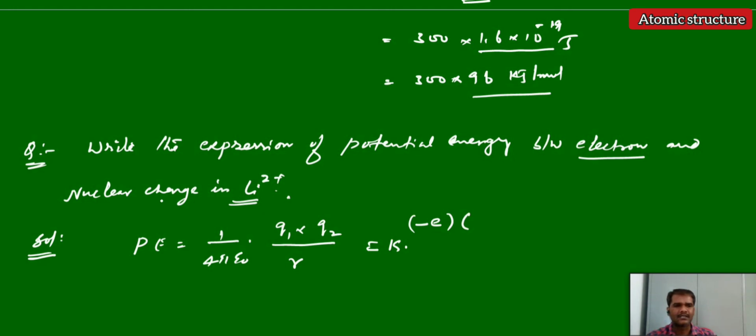And the nuclear charge: a nucleus contains protons and neutrons. In the case of lithium, how many protons are there? 3 protons, so 3 E by R. We don't know what R is, we just write the expression. In place of K, you can write this as minus 3 E square by R. Why do we get the negative sign? Electron is negative and nucleus is positive, an attractive force, and an attractive force gives a negative sign. Potential energy will decrease.